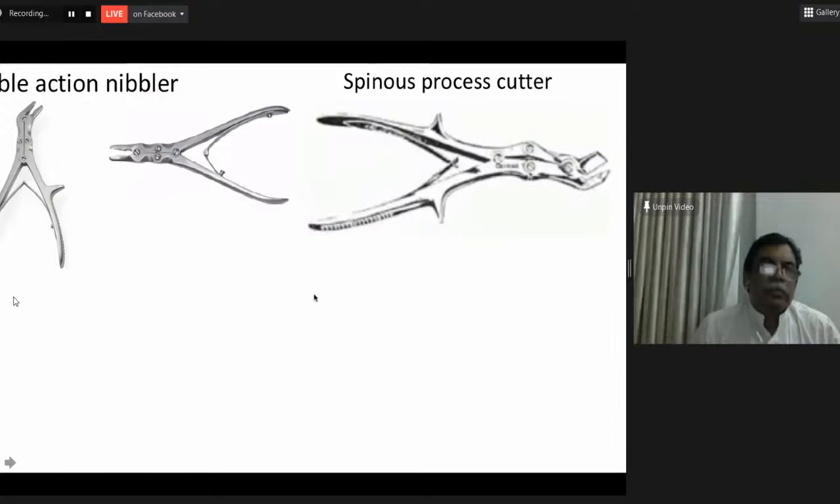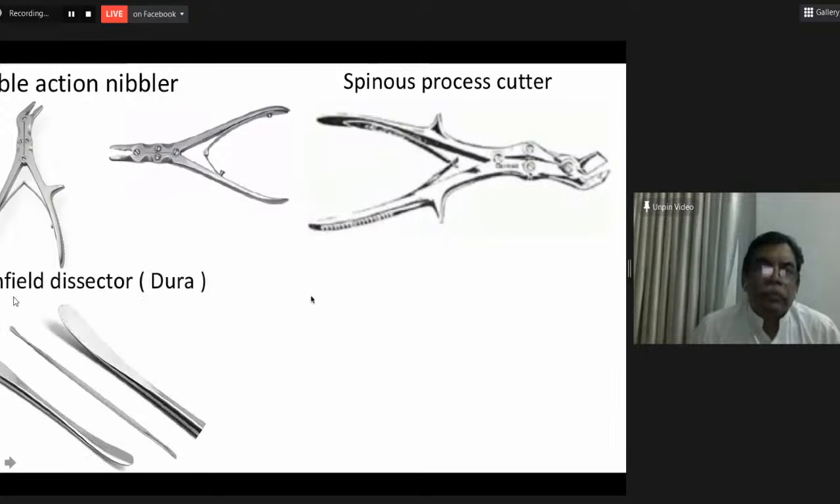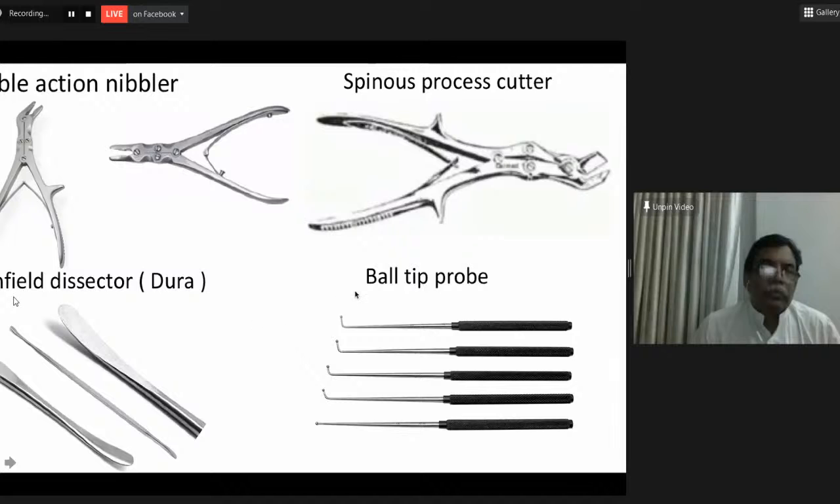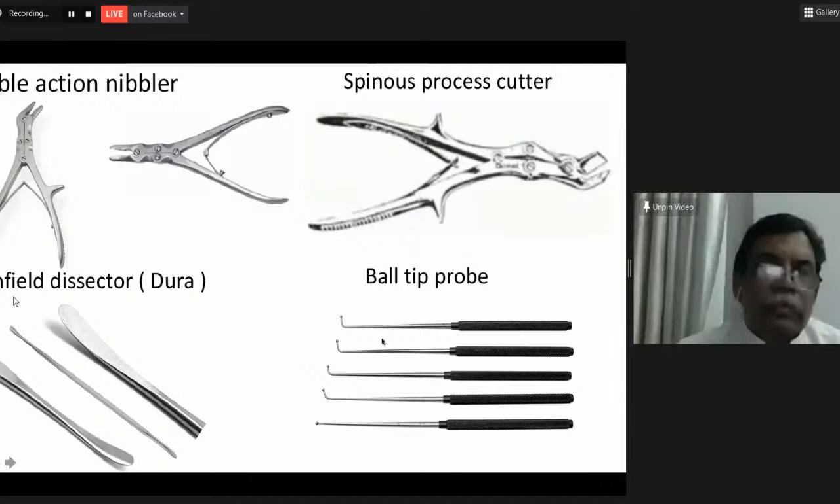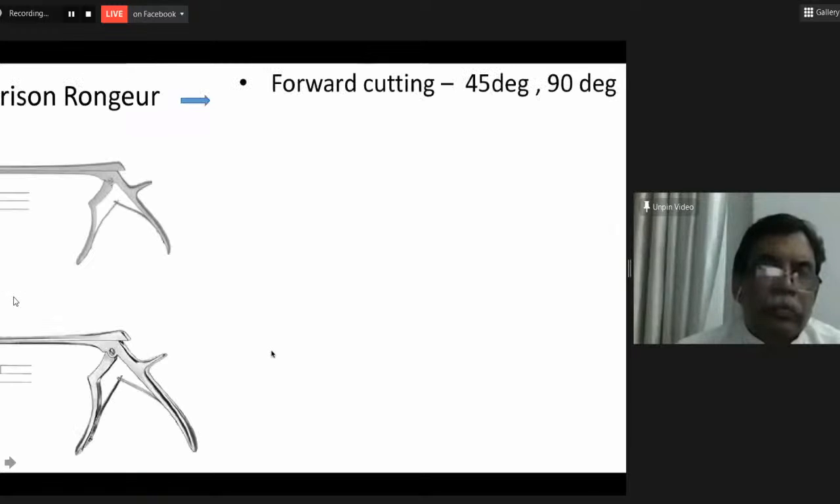This is the spinous process cutter, and there are pen-filled dissectors. We commonly say it is dura dissector, of different sizes and different shapes, and this is an extremely important instrument which we must have during our surgery. We have ball tip probe for palpating the area. Even this straight one is used as a feeler, so you can feel while making this particular hole for passing the screw.